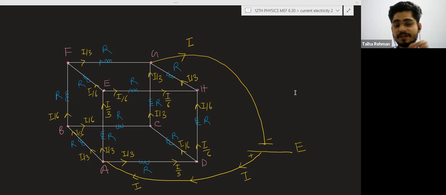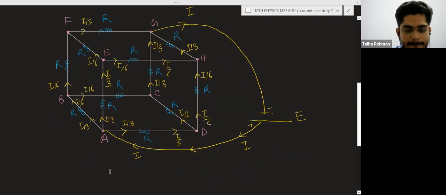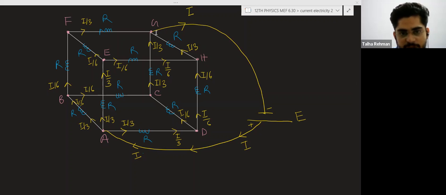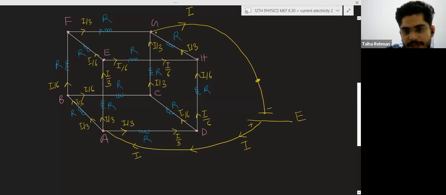So this current division is the main part here. Now you can choose any of the loops and apply the KVL. So I am just choosing this loop, ADHGEA. I am choosing ADHG, and suppose this is a point K.